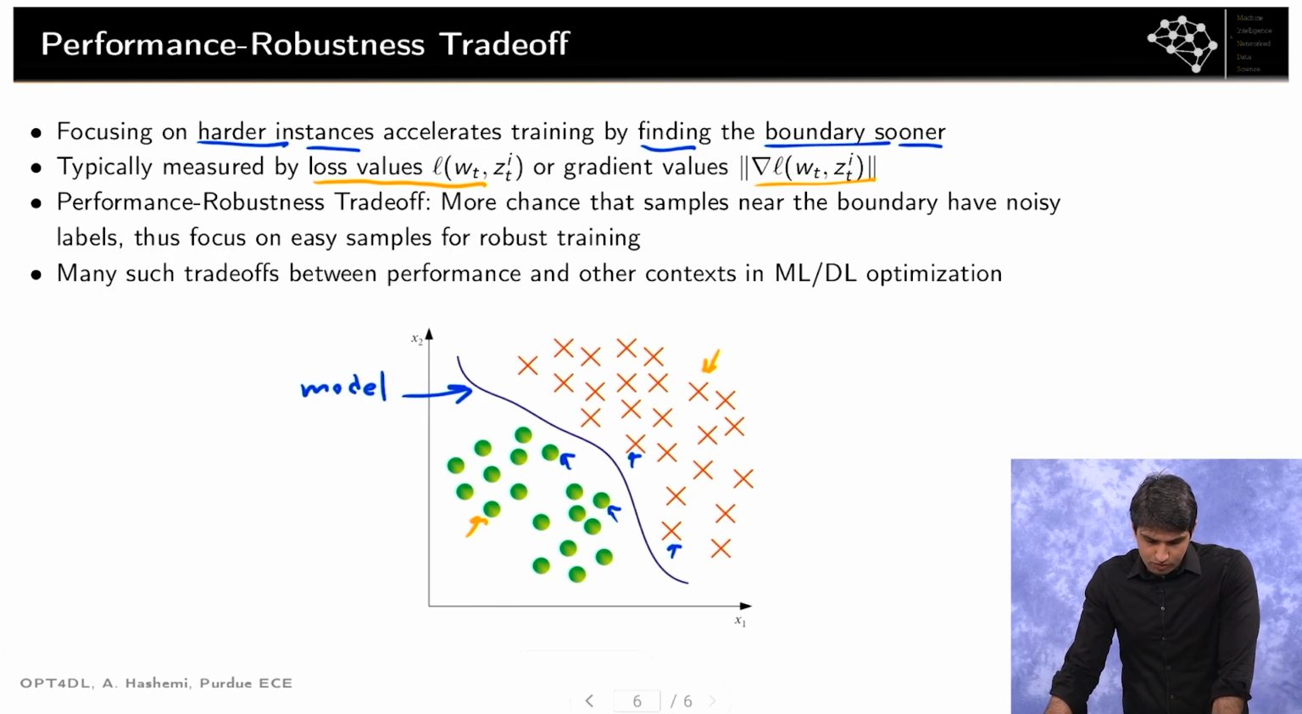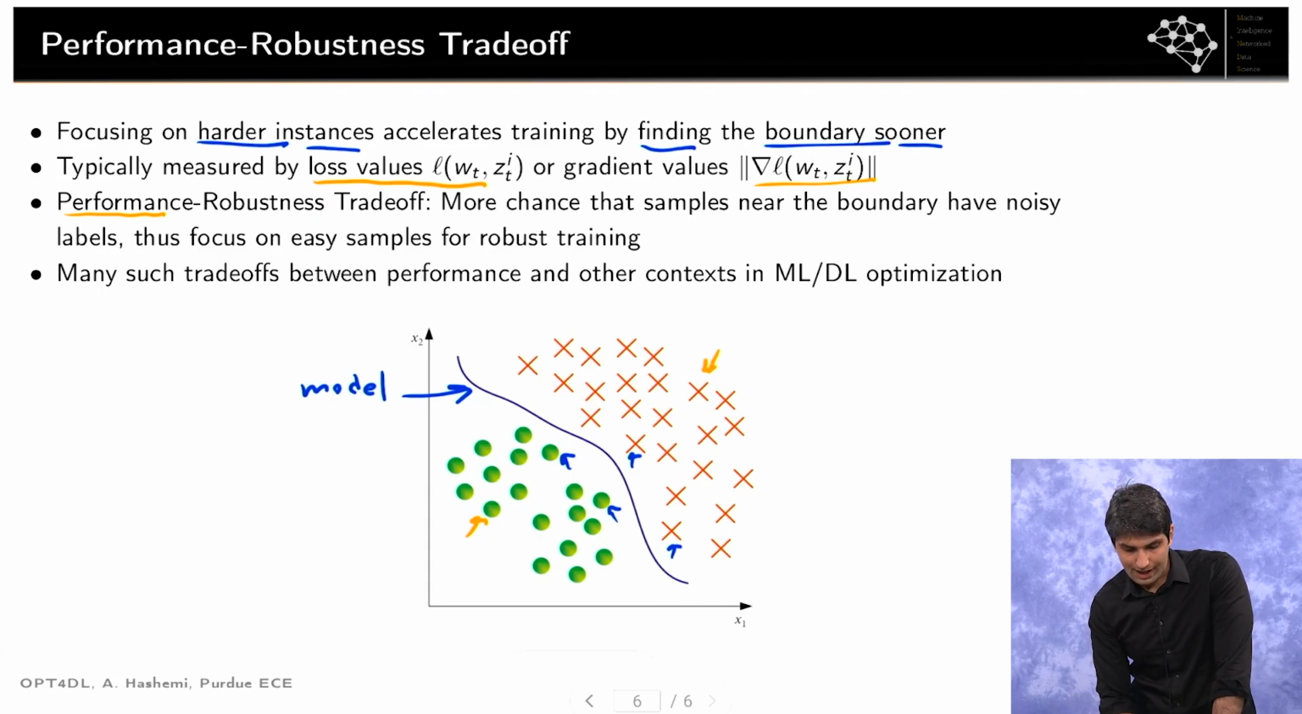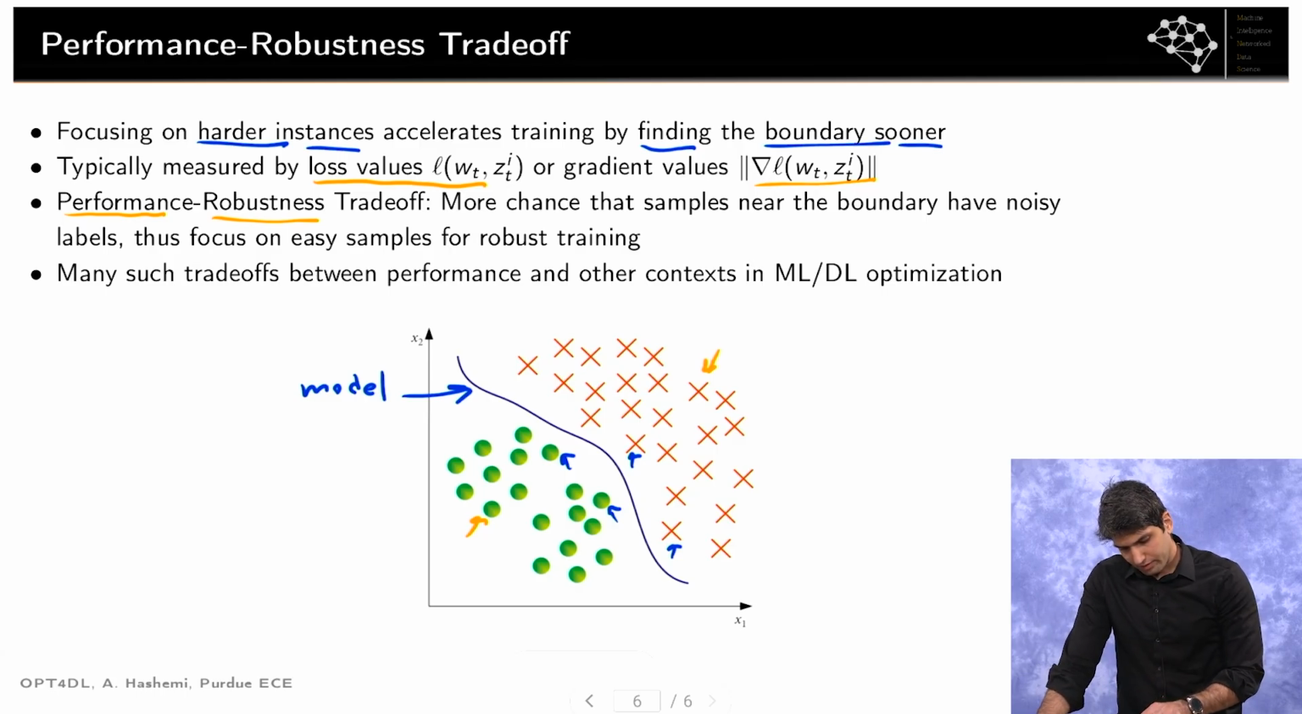So this also is a good point to talk about trade-offs that we observe and have to deal with when we are optimizing deep learning models. In this case, a natural trade-off is between performance, how fast I'm able to minimize the function, and robustness. When I put my focus on the samples that are closer to the boundary, I may get a solution that is not robust. Why? Because imagine you are dealing with a scenario where the labels are noisy, and this could arise in practice very, very often, right?